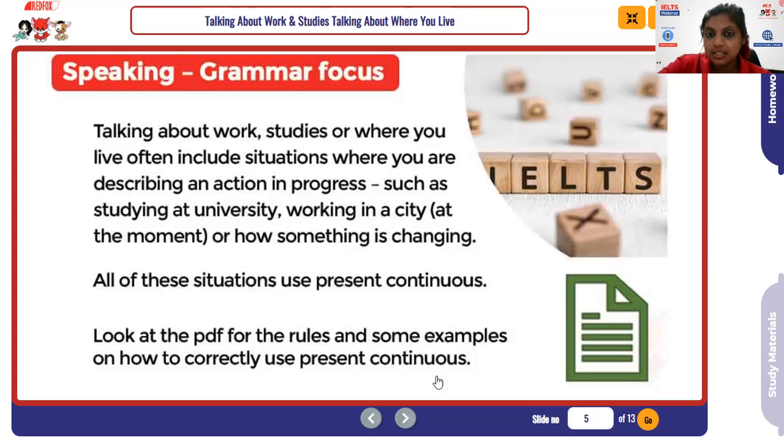So these are things that you have to remember when you are going to talk about the place that you live in. You can either mention the city or you can even mention the country. That should be absolutely okay. So in these situations, it is advisable that you use present continuous tense so that it's easier for you to speak about it.